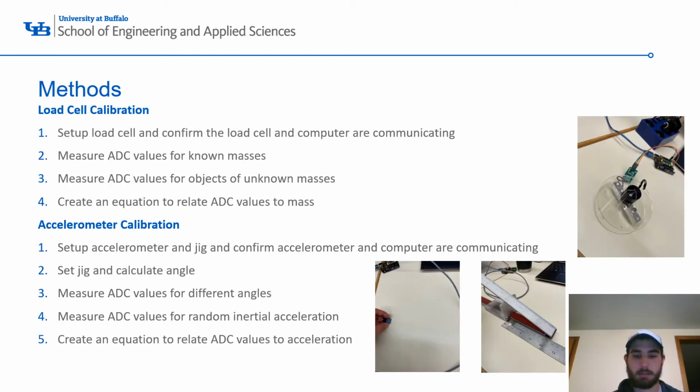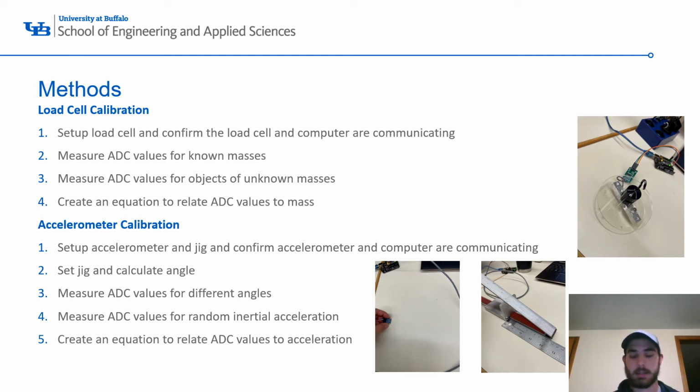This lab had two main parts, load cell calibration and accelerometer calibration. The methods were very similar for each part. First, we had to hook up the measuring devices. In the first part, this was the load cell, and in the second part, this was the accelerometer.